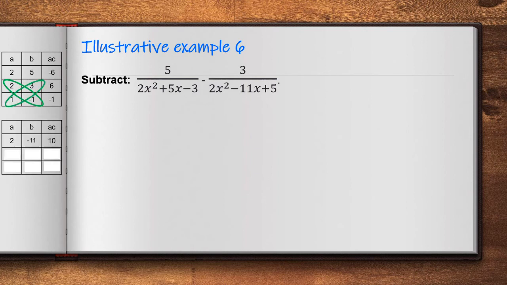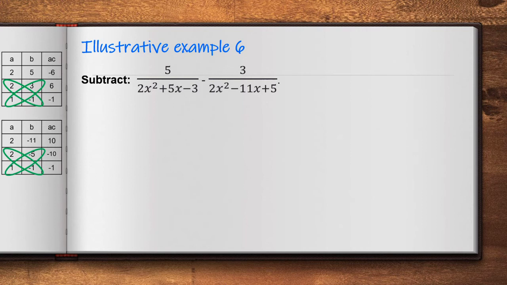For the next denominator, the product of AC is 10. What factors of 10 sum up to negative 11? These are negative 10 and negative 1. The GCF of 2 and negative 1 is 1. 2 divided by 1 is 2. Negative 10 divided by 2 is negative 5. Negative 1 divided by 1 is negative 1. So the factors of the second denominator are 2x minus 1 and x minus 5.